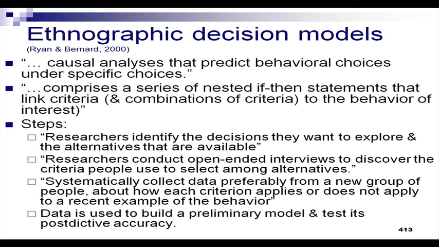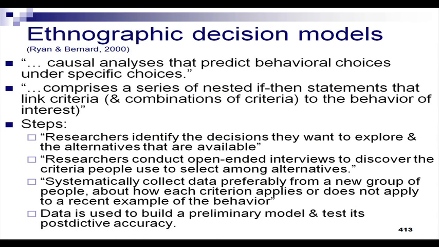The third one is they systematically collect data, preferably from a new group of people, about how each criterion applies or does not apply to a recent example of the behavior. So there is cross-checking. Maybe this group of people says that it fits or it applies, but another group of people says no, they don't really see that. So that's what they do.